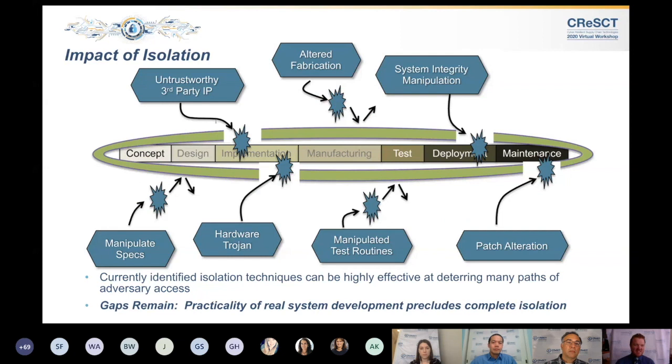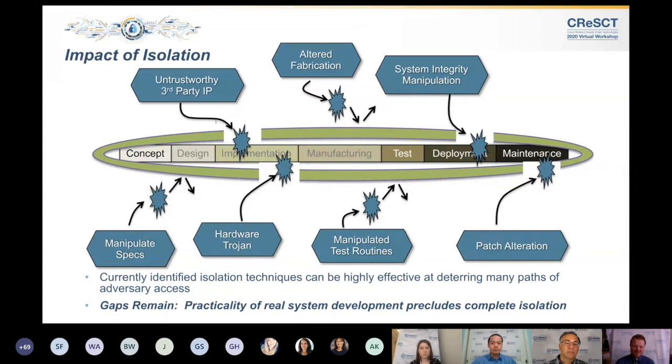So proceeding to the next slide, the challenge is true isolation across the entire development life cycle, from concept to deployment to maintenance. You have ways in which your attempts at isolation may be effective, but other ways in which they may not be.